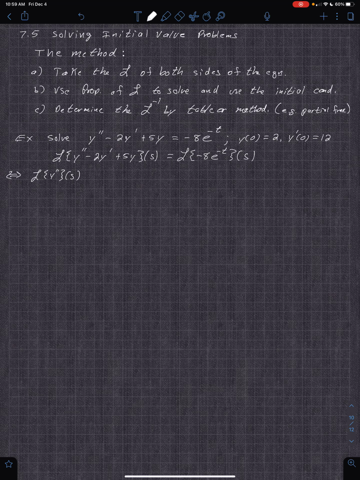Okay, so now we use the linearity properties and constant multiple. So you get this of s plus 5 Laplace transform of y of s, and then equal to the right-hand side, take out the negative 8, the Laplace transform of e to the negative t of s.